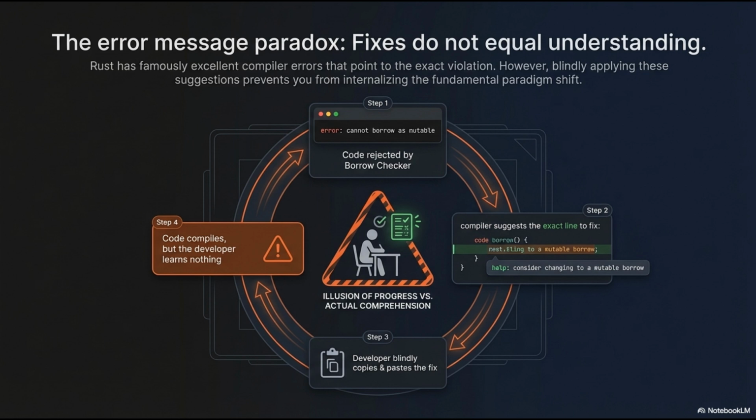Exactly. It politely explains exactly what rule was violated, it points to the exact line of code, and it very often suggests the exact rewrite you need to apply. But knowing how to fix an error doesn't mean you understand why you had to fix it. If you just blindly copy and paste the compiler's suggestion, you haven't actually internalized the underlying ownership rule that you violated. It's like passing a math test by looking at the answer key. You still don't know how to do the algebra. Exactly. Understanding why the compiler is complaining requires a fundamental paradigm shift.